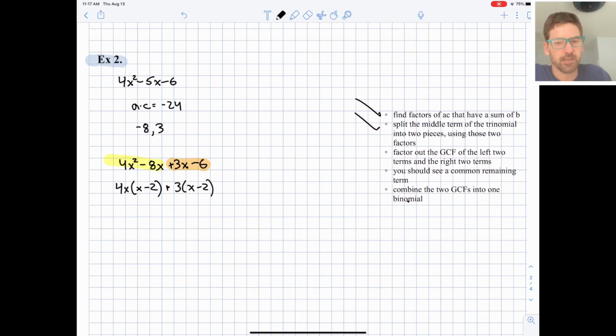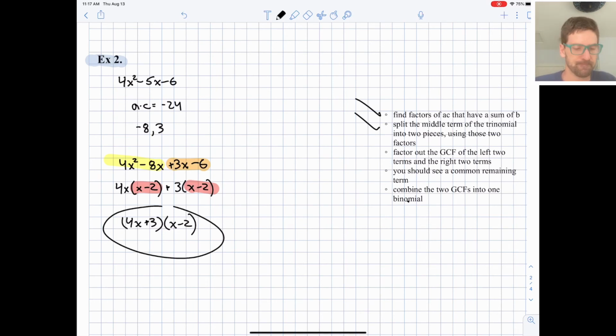Once again, you want to make sure that these are the same. If they're not the same, then you made a mistake somewhere along the way, so go back and see if you can fix it. And then you're overlapping the x minus 2 and bringing together the GCFs. And that's our final answer right there.